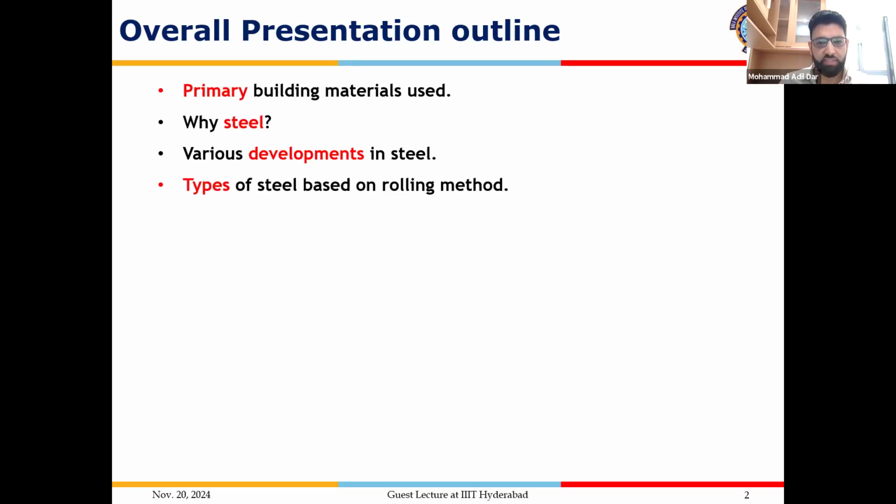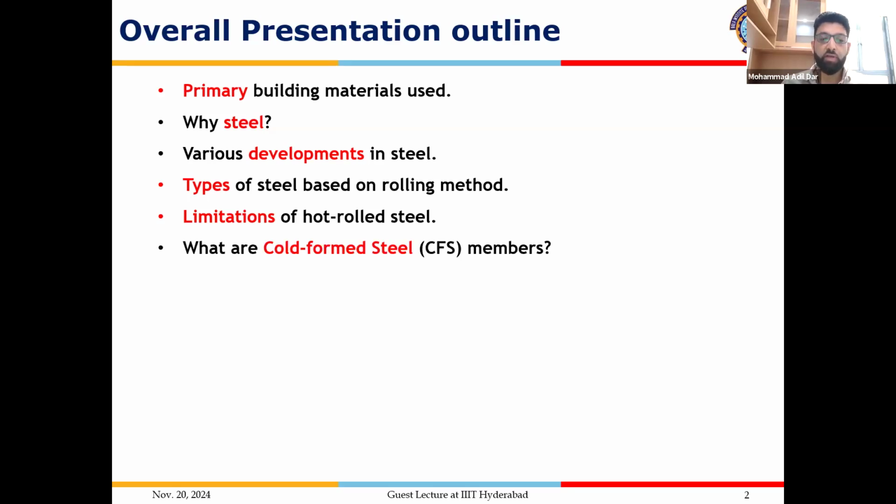Then the types of steel based on the rolling method, and here is where we'll differentiate between the conventional structural steel, that's hot rolled steel, and cold formed steel, followed by the limitations of hot rolled steel. And that's why there was a need for another type of steel, that's cold formed steel. Then we'll introduce what are cold formed steel members. Again, it will be discussed a bit in detail, followed by why cold formed steel. If we had hot rolled steel, then what was the need for another alternative?